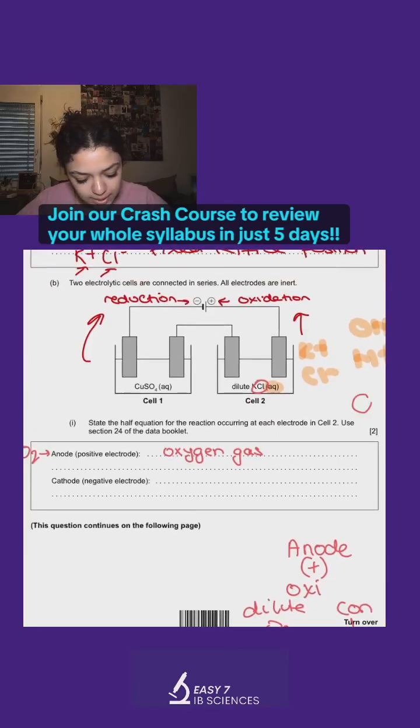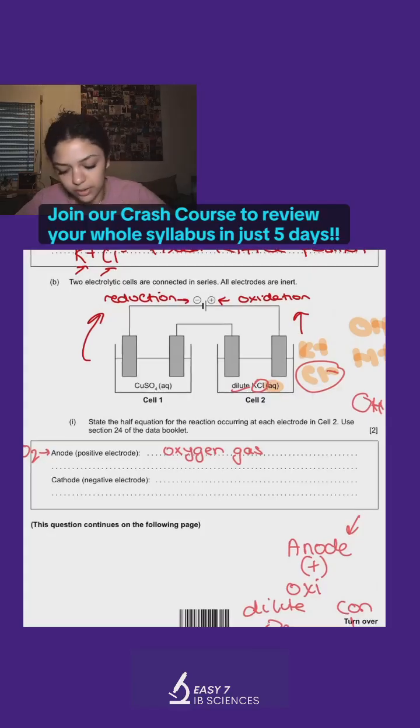Because your OH minus is negative, so the negative is attracted to the positive anode. That's why your oxygen is always released. But that's only when they say dilute. When the solution is concentrated, it's always going to be your chlorine gas. So let's say it was an aqueous solution and they told you concentrated. That means your negative Cl minus will be the one that's attracted. But when the solution is not concentrated, you always have oxygen.